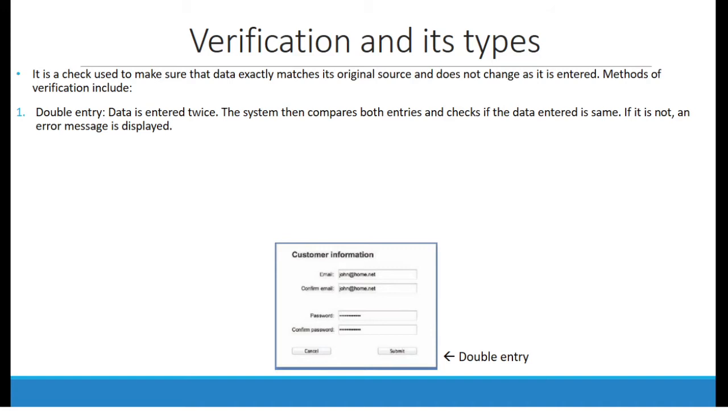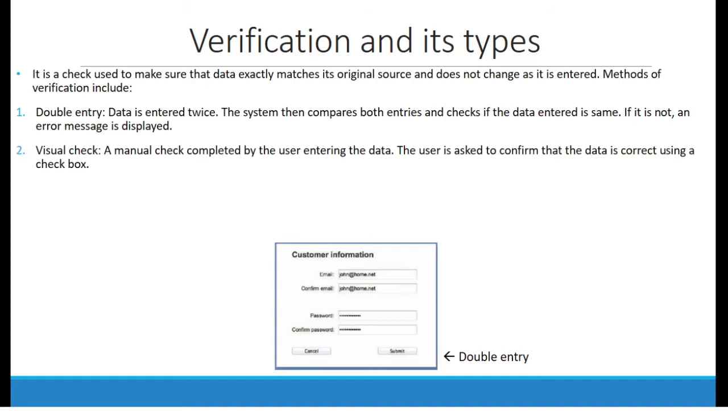Verification. It is a check used to make sure that data exactly matches its original source and does not change as it is being entered. Methods of verification include double entry. Here, data is entered twice. The system then compares both entries and checks if the data entered is the same. If it is not, an error message is displayed.